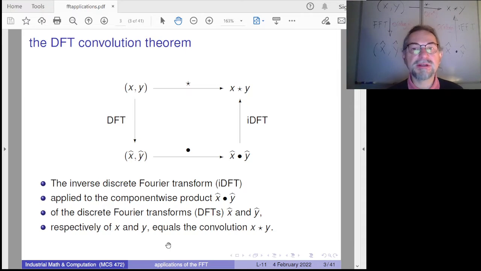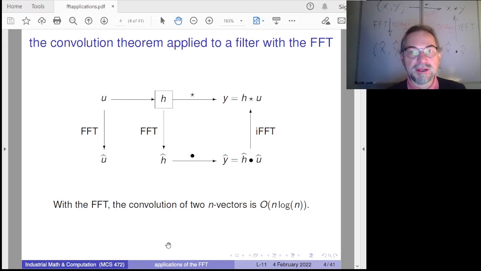In some sense, it's a nice property, but that property alone doesn't buy us anything. But then there is the fast Fourier transform, that does this in n log n time.